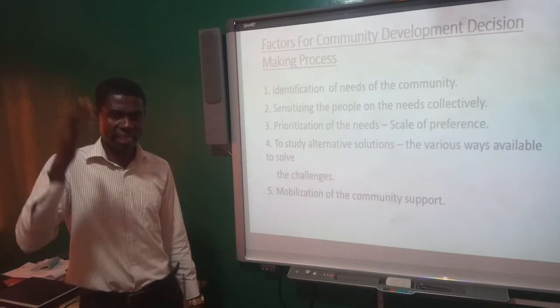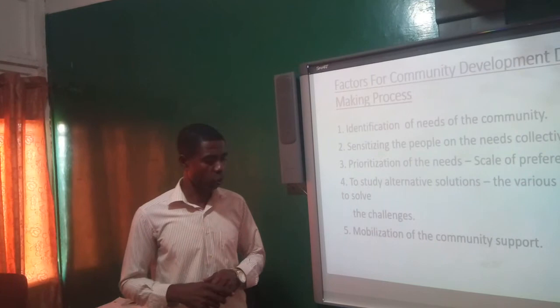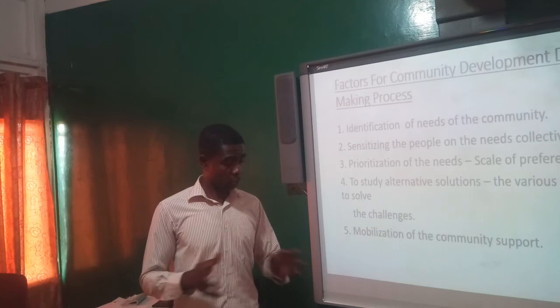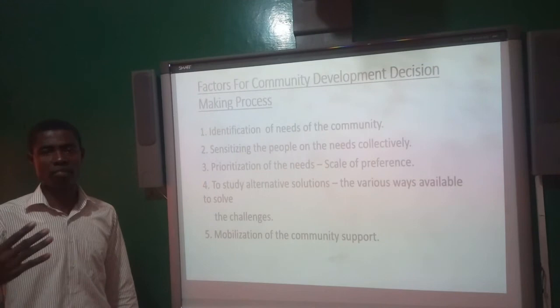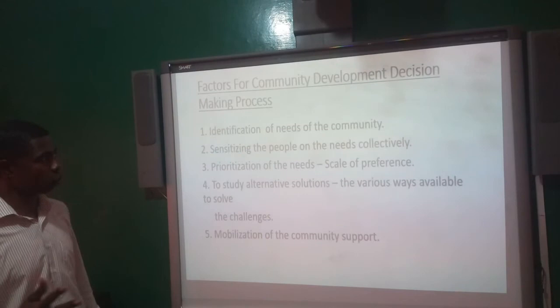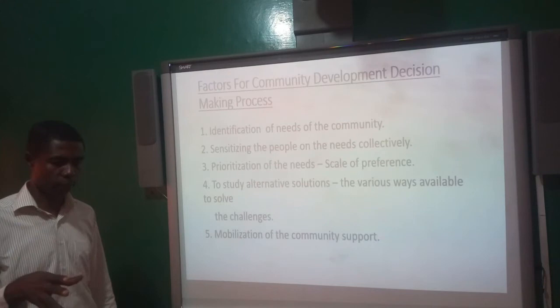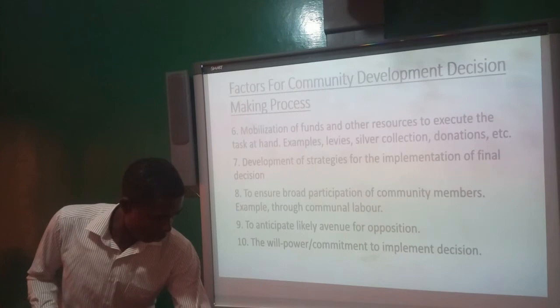And then we also got to know that we have to study alternative solutions, because there may be so many ways of getting problems solved. So you need to weigh the various ways available to you to get things done. And then the fifth one, you should be able to also mobilize the support of the community, because whatever project being undertaken is meant for them. So in order to get their total support, you need to take them serious.